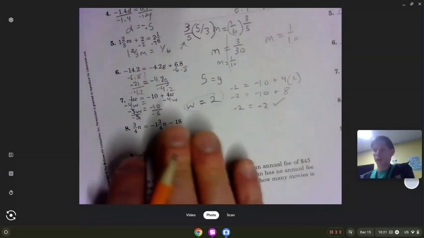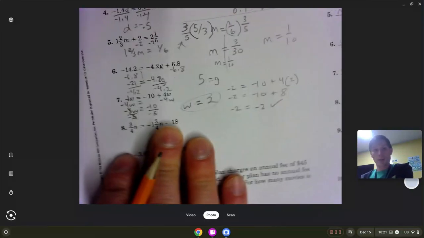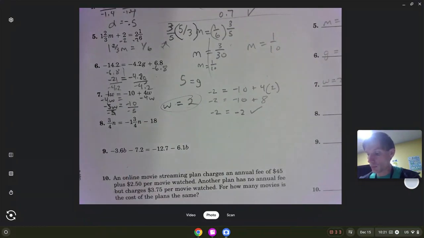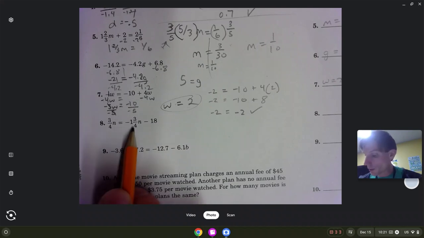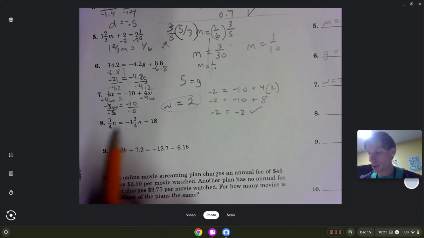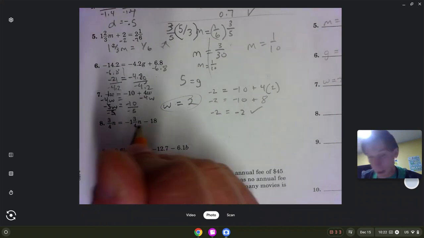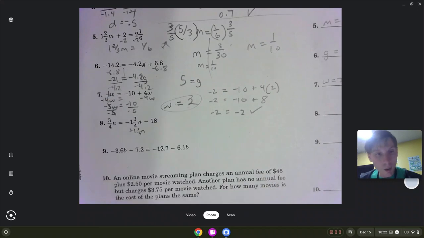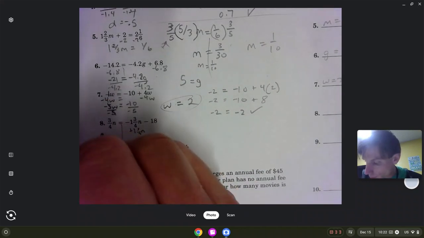Okay, so we have the next one, great. Again, we have variables on both sides of the equation here. So we have negative 1 and 3/4 n minus 18 equals 3/4 n. So we want to move the variables to the same side of the equation. Since this one over here is all alone, let's move all the n's to this side of the equation. So the opposite of a negative 1 and 3/4 would be a positive 1 and 3/4. So I'm going to add 1 and 3/4 n, and then whatever you do to one side, do to the other.